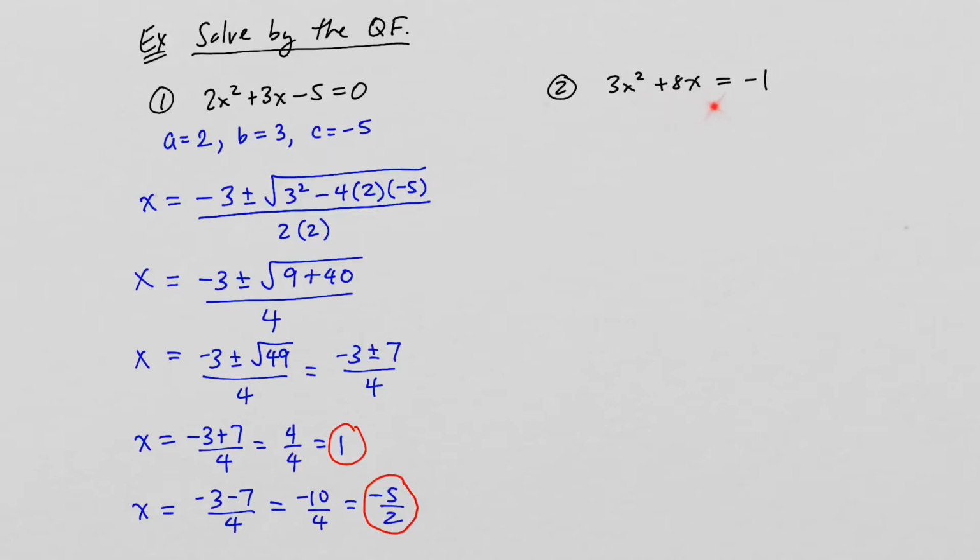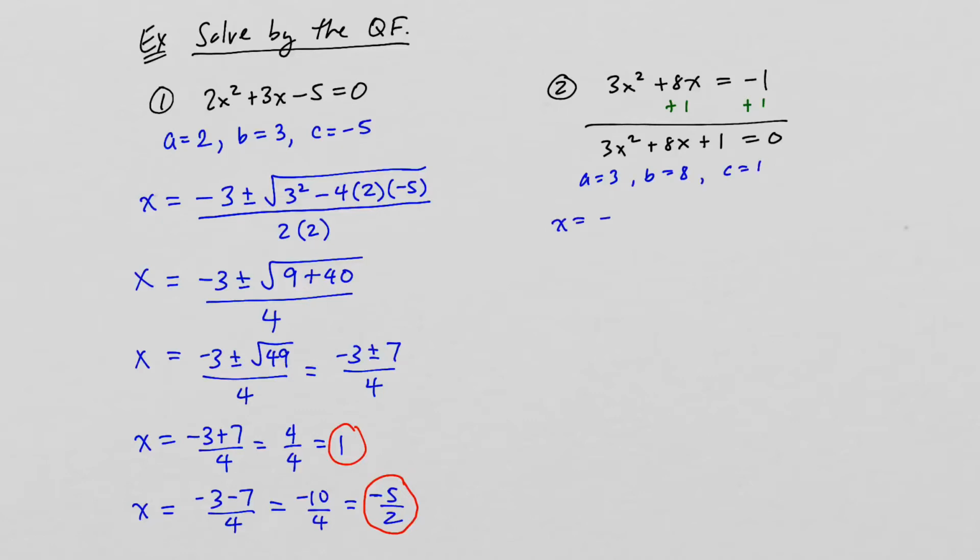Let's look at our second example here. First of all, when you're solving a quadratic equation, you can only identify a, b, and c when it's equal to 0. So we need to set this equal to 0. The way we do that is we just add 1 to both sides. When we add 1, we get 3x squared plus 8x plus 1 equals 0. So now a is 3, b is 8, and c is 1.